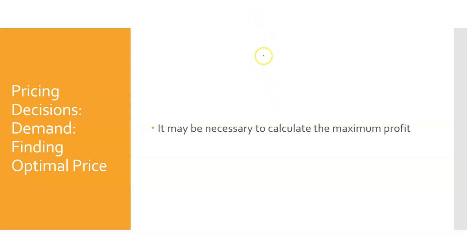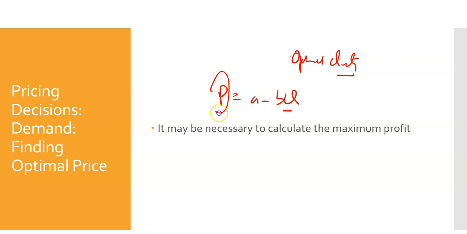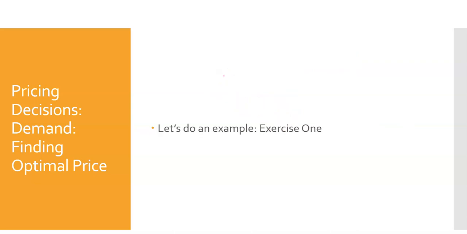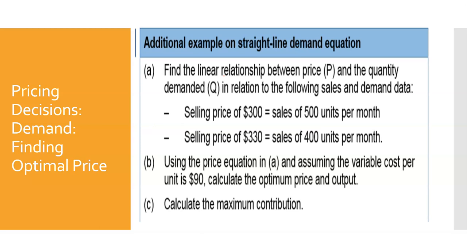The key point here is that once I found the optimal quantity, then I can go back and plug that into the A minus BQ, because by putting Q here, then I can find the price I should be selling it for, and then I know what the costs are and I can deduct those. But let's just see an example.